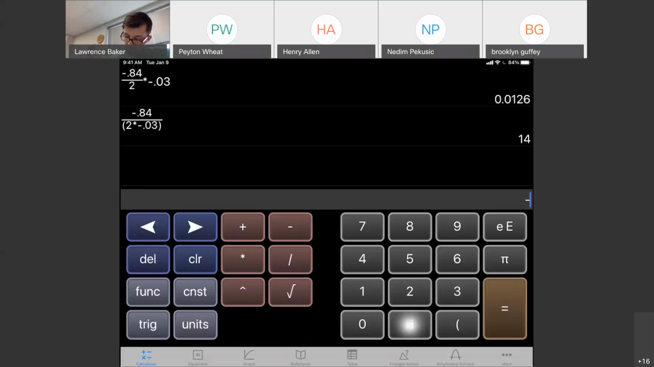Negative 0.03 times 14 squared. I'm pretty much going to be typing it the way I wrote it because those parentheses are there to help. Plus 0.84 times 14 plus 0.12. Okay, 6. Right? That's the height. That's the y value, right? Does that seem reasonable? 6 feet in the air.